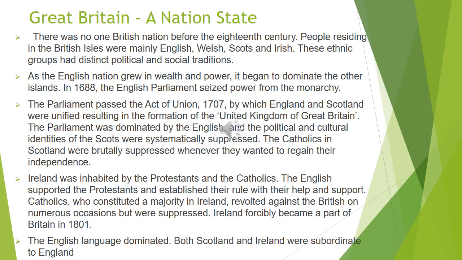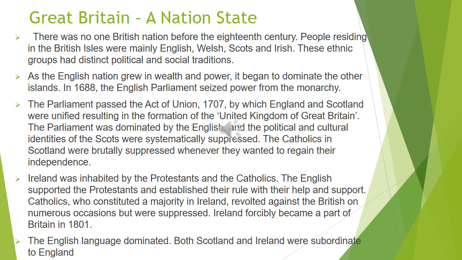The process of formation of Great Britain as a nation state was unique. There was no one British nation before the 18th century. People residing in the British Isles, that is the islands that form Great Britain today, were mainly English, Welsh, Scots, and Irish. These ethnic groups had their own distinct political and social traditions. Now, as the English nation grew in wealth and power because of its colonies overseas and because of its trade and commerce, it began to dominate the other islands.